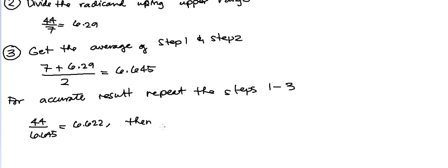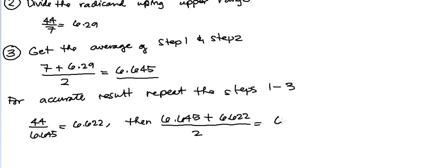Then, I'm going to get the average na. So, I will have 6.645 plus, always use the preceding, plus 6.622, then divide by 2. So that I will have a value of 6.635. So, itong value to, ito yung approximate value.